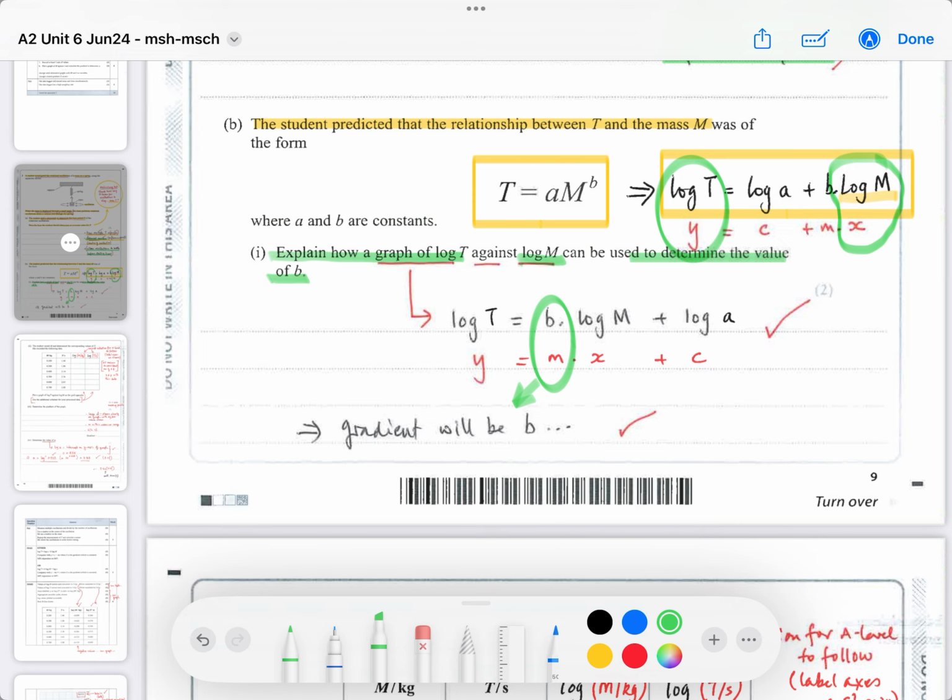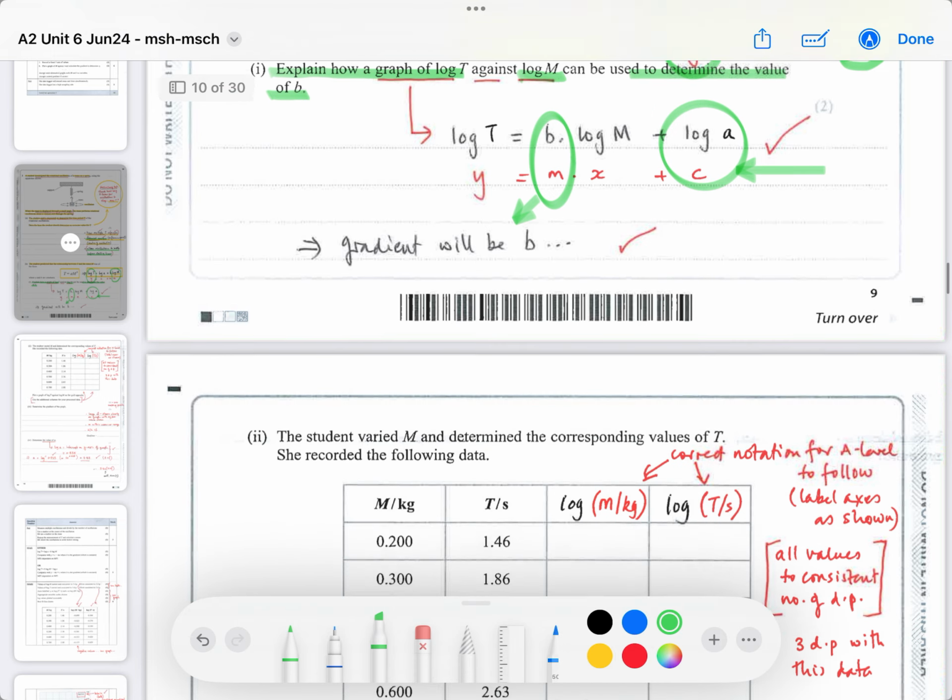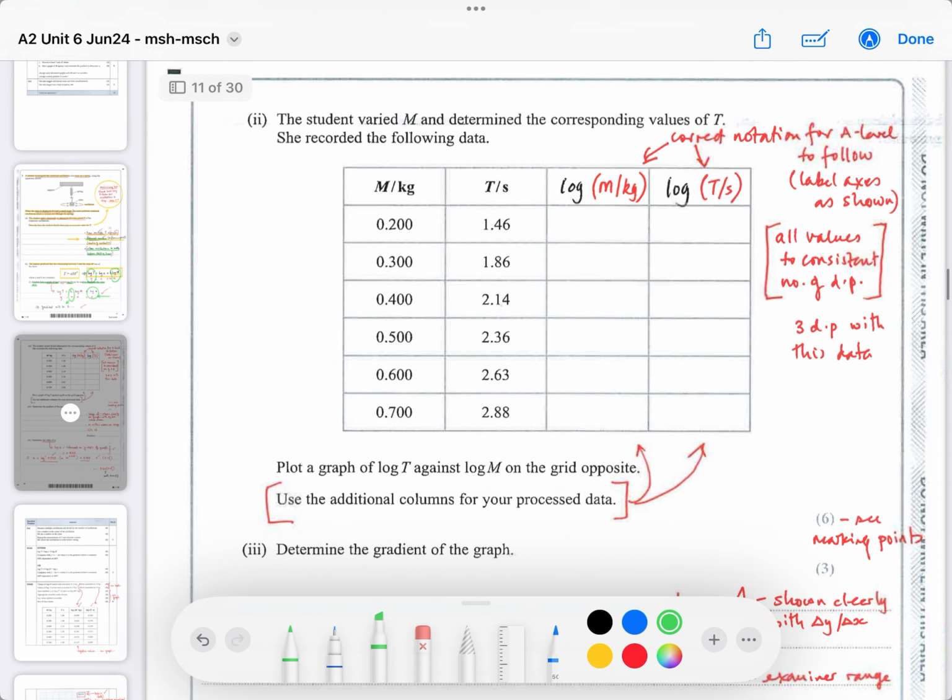So they want you to show that you know how to look at y equals mx plus c in any equation they give you. So I've changed it to the y equals mx plus c form, and the intercept will be log of a, yeah? So that's the other thing you could determine, is the value of a, which is another constant in the original equation. So here the trick in the next part I will explain to you.